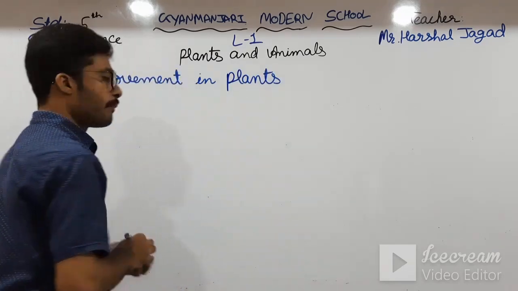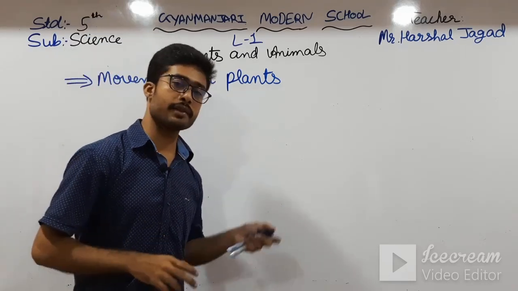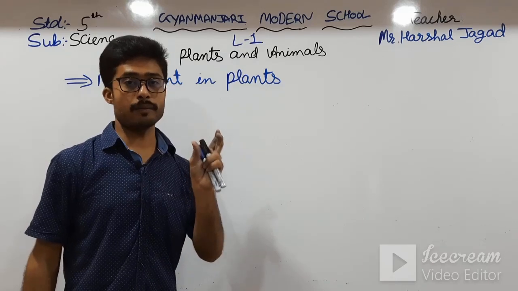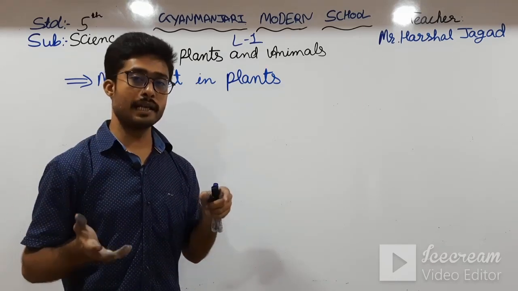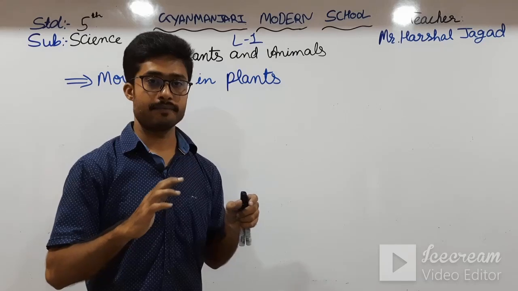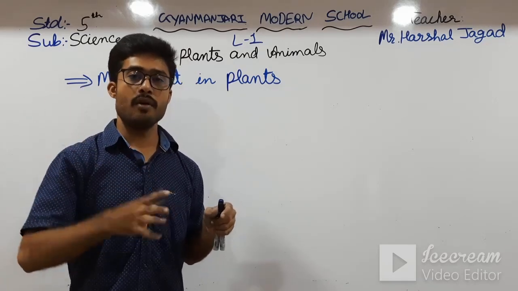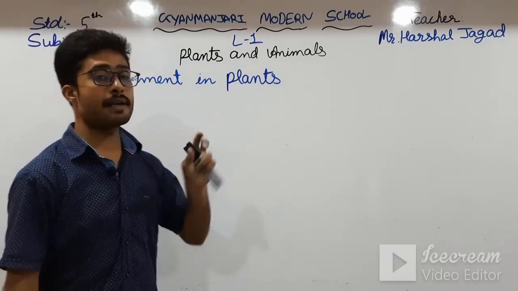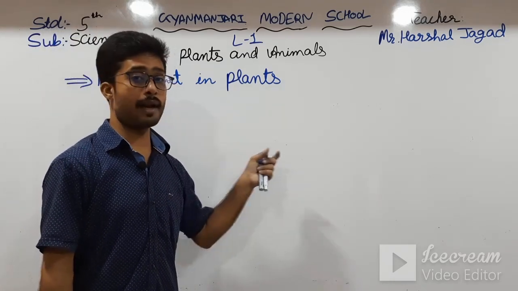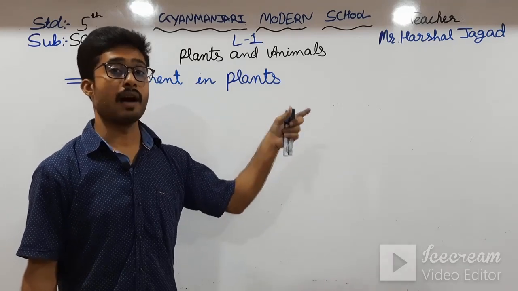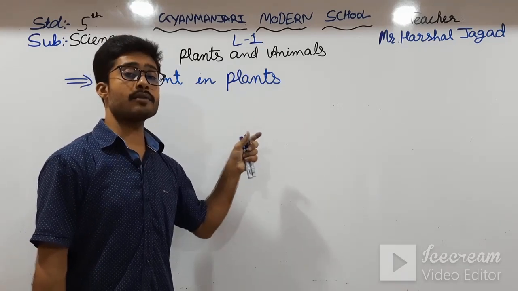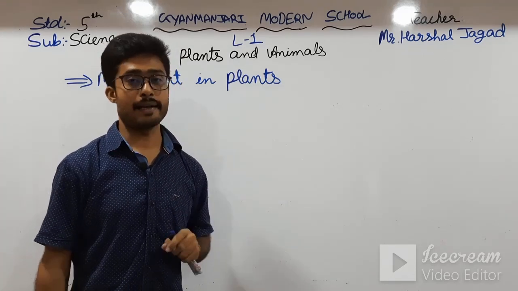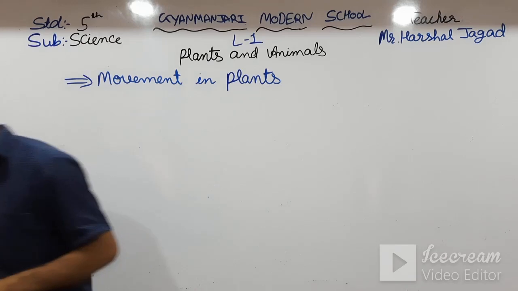Okay students, plants cannot move from one place to another place. Only some parts of the plant move, like leaves. If there is wind, the leaves move slightly. The movement of the whole plant is not possible, but some parts of plants move slightly. Okay students, let us see that.